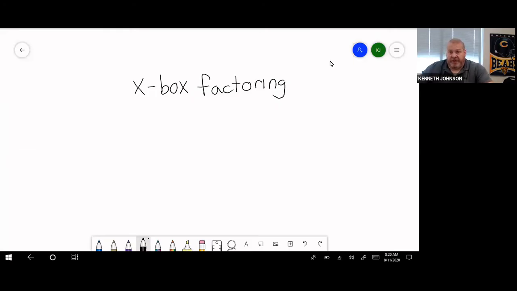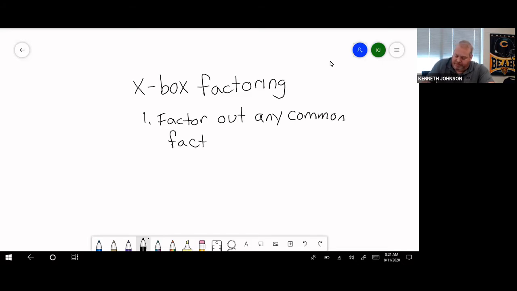I wanted to make a little video to remind you guys about X-box factoring if you've forgotten the basics of it. Step one is that we're always going to factor out any common factors. If you do not look to factor out the common factors first, this won't work. You're going to end up with the wrong answer.